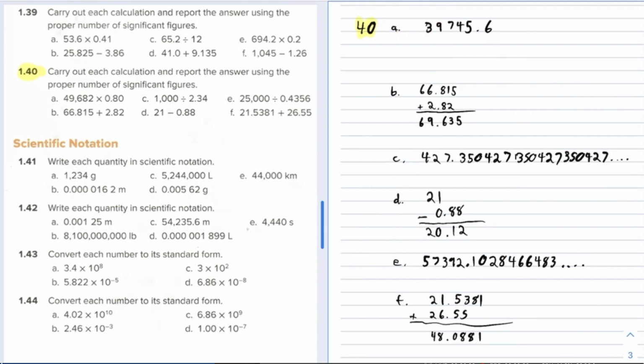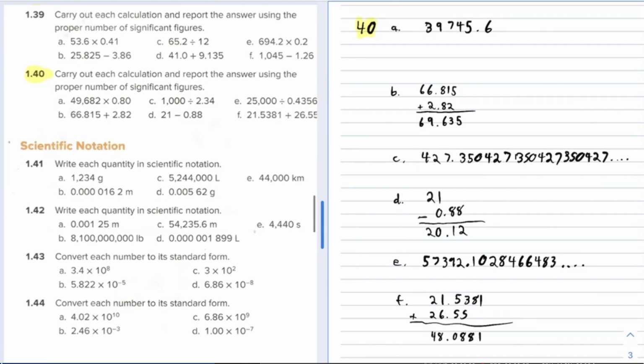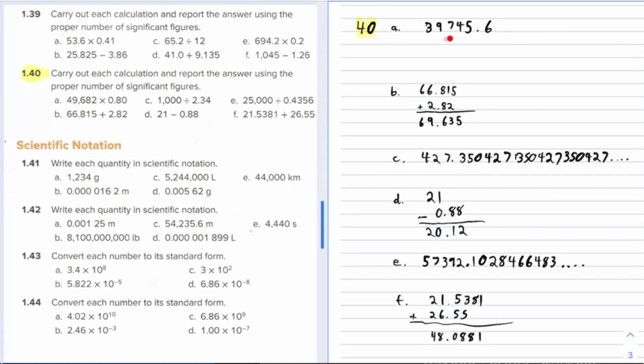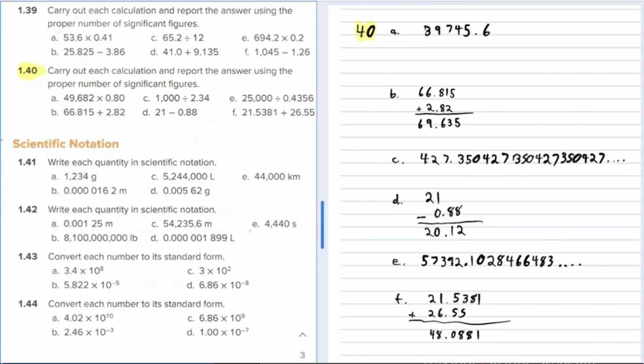So punching A in the calculator, 49,682 times 0.80, you get this right here. So how many sig figs does the answer get? Well, you remember the multiplication division rule. When you're multiplying and or dividing numbers, the answer has the least number of sig figs of all of the things that you start with.